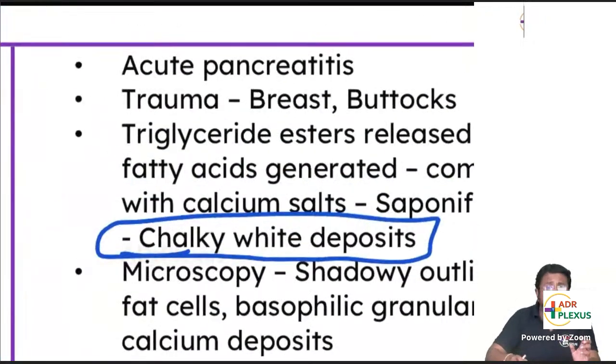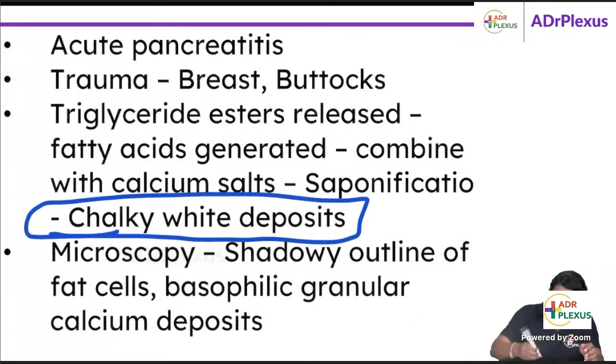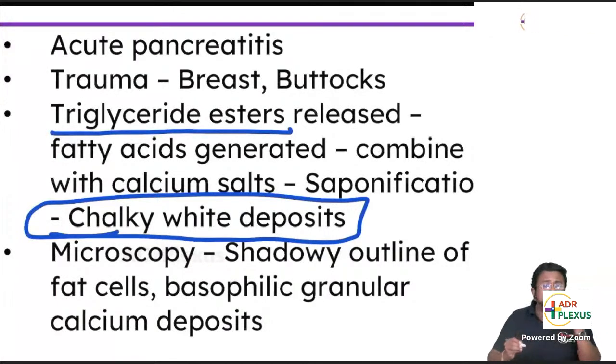Chalky white deposits. So conditions like acute pancreatitis. What happens in acute pancreatitis when the pancreatic lipases are liberated? These lipases will try to release the triglyceride esters. So the lipases will release the triglyceride esters.